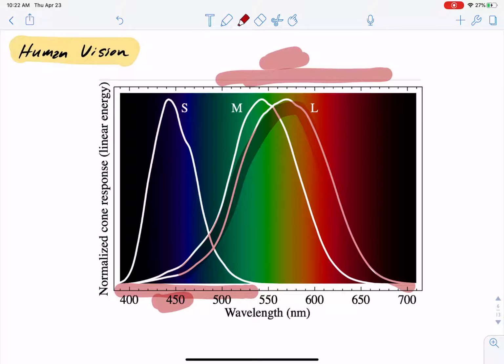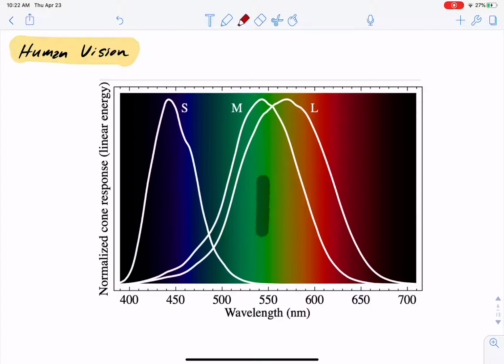So our brain sorts out this information. You can see they overlap a lot, but still it's pretty good at sorting it out. If it's in a certain range down here, so you have a light here, it activates this one a certain amount, this one a different amount, and this one very little. And then your brain says, okay, that's got to be green. All right. But it's easily tricked.